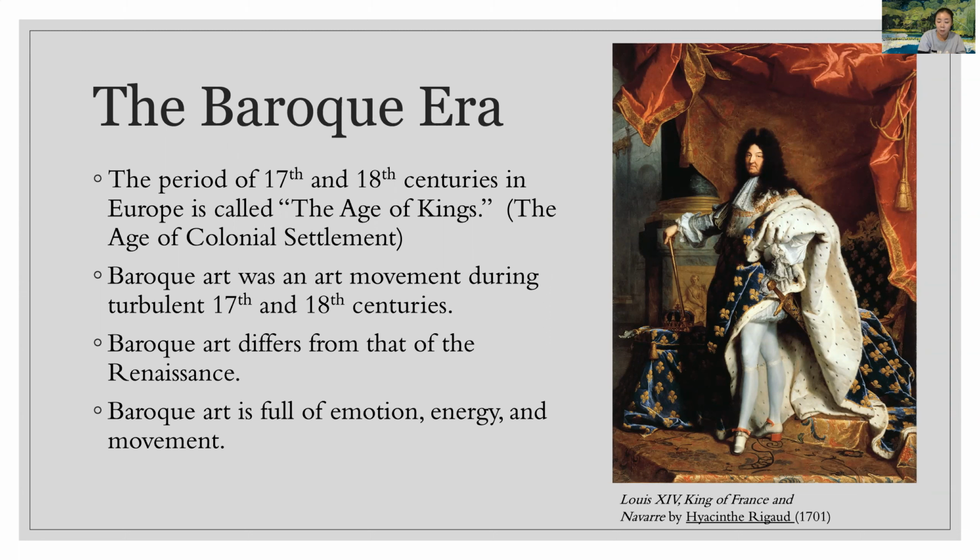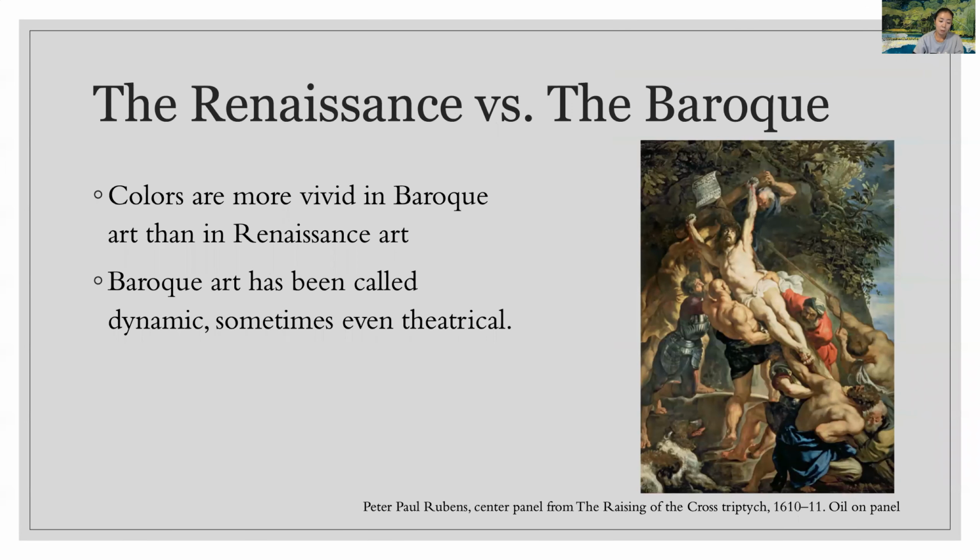Baroque art was an art movement during turbulent 17th and 18th centuries. Baroque art differs from that of the Renaissance. And Baroque art is full of emotion, energy, and movement. So the colors are more vivid in Baroque art than in Renaissance art, with greater contrast between colors and between light and dark. Baroque art has been called dynamic, sometimes even theatrical.